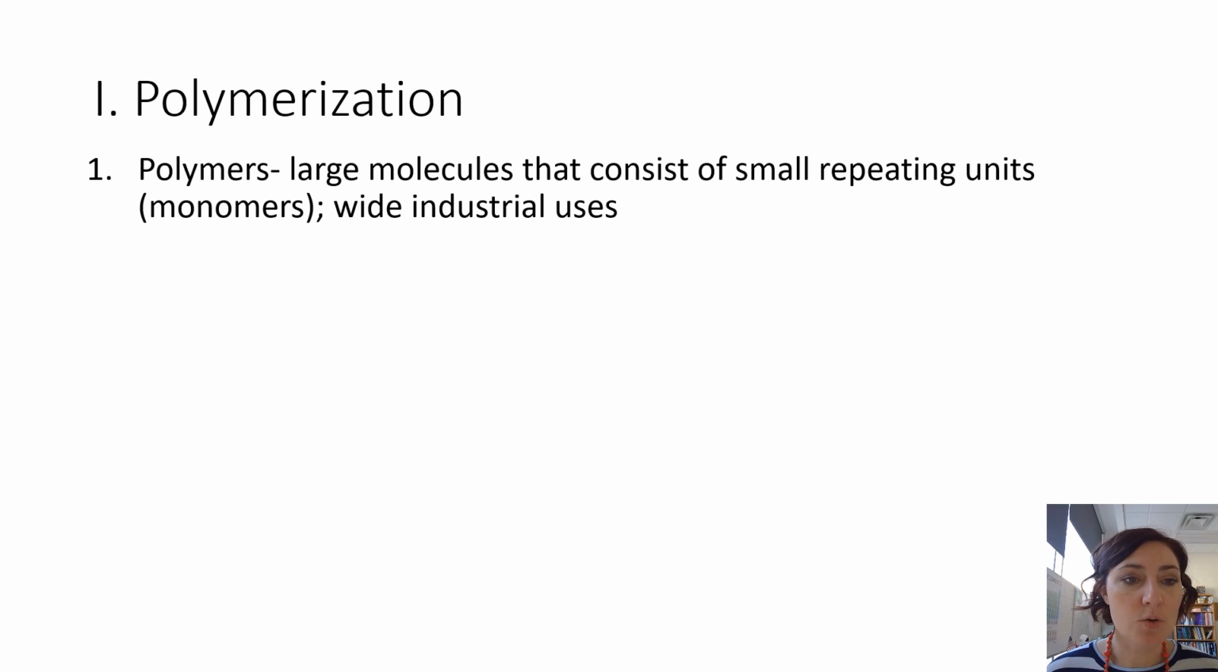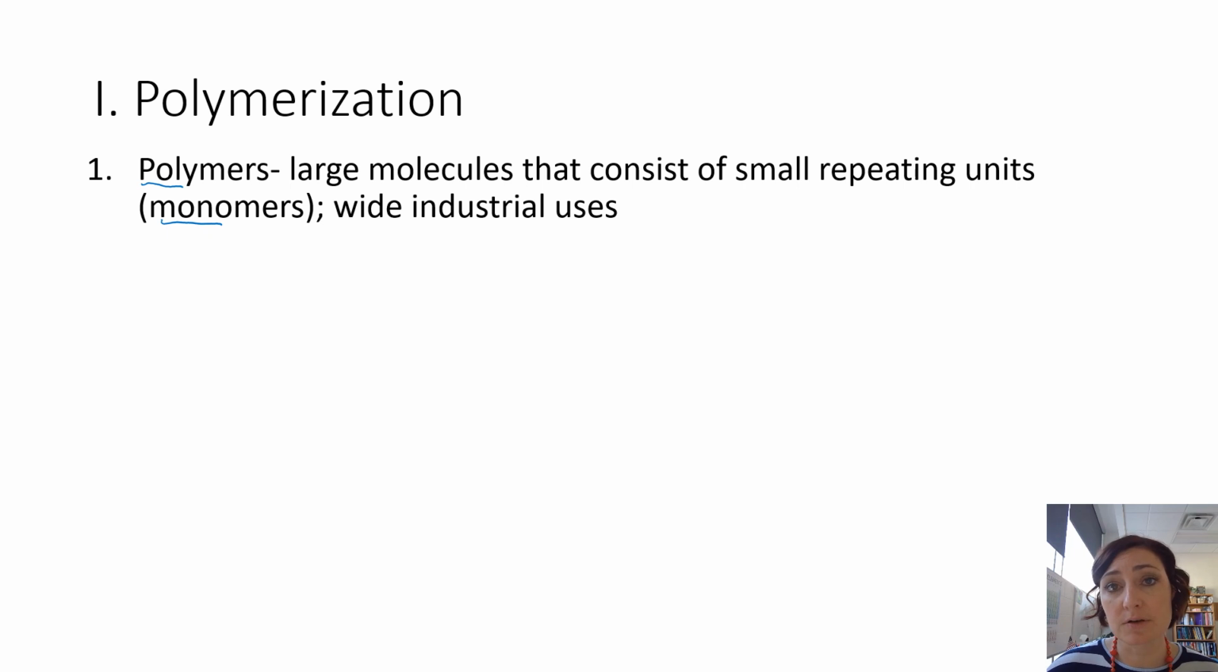All right, so polymers. If we were to look at the actual word, poly means many. These are large molecules that consist of small repeating units called monomers, mono for one. So if we take a bunch of single units and put them together back to back to back, we're going to wind up with a long chain, or a polymer. These have wide industrial uses.